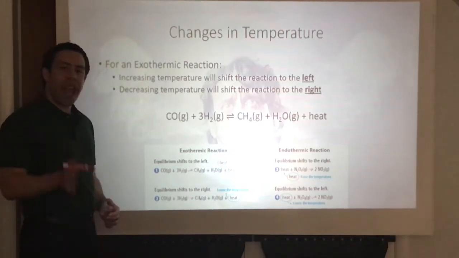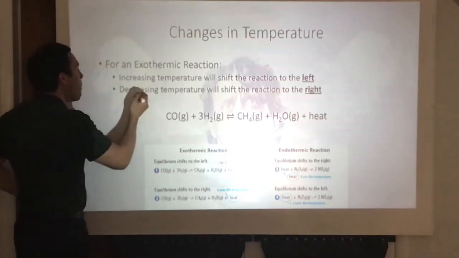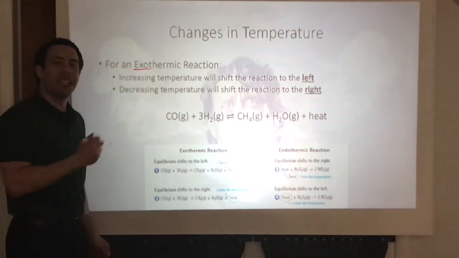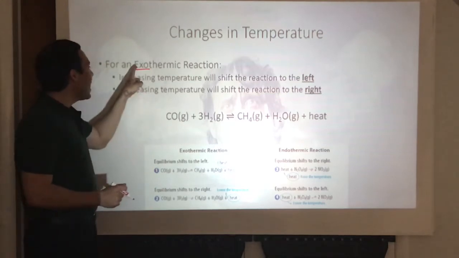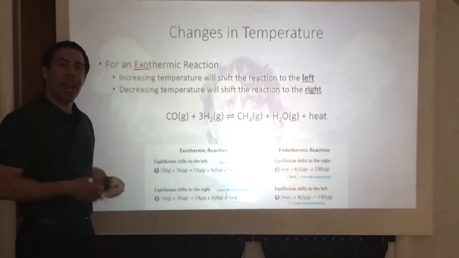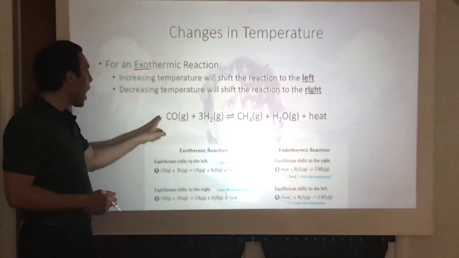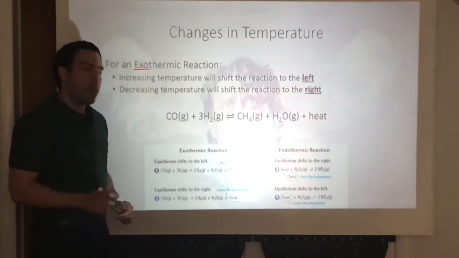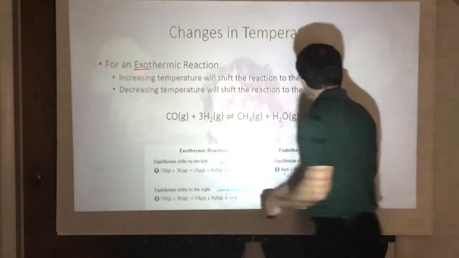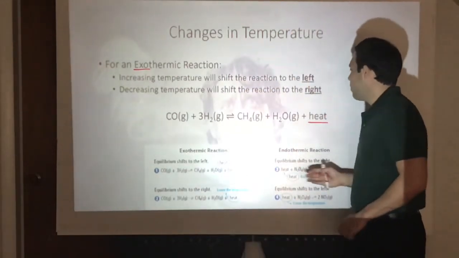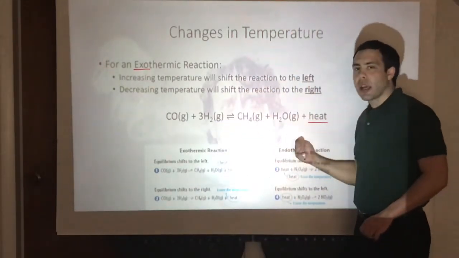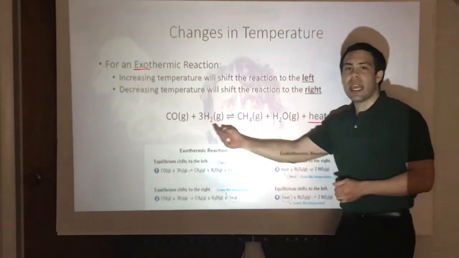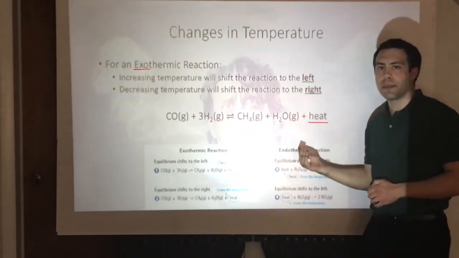Let's start off with an exothermic reaction. Remember, an exothermic reaction is a reaction that releases heat. Heat is exiting from an exothermic reaction. I know that this reaction is an exothermic reaction because the heat is on the right side of the reaction. Heat is on the product side of the reaction, which means heat is being released.